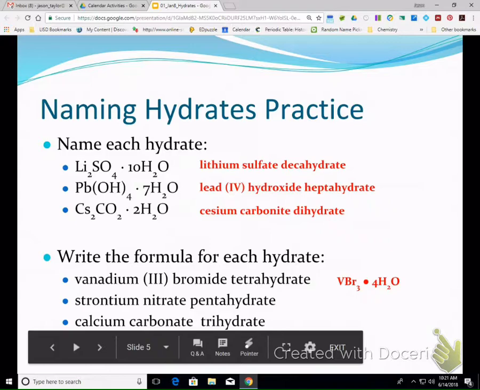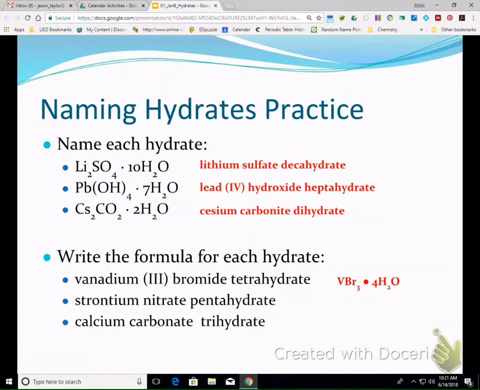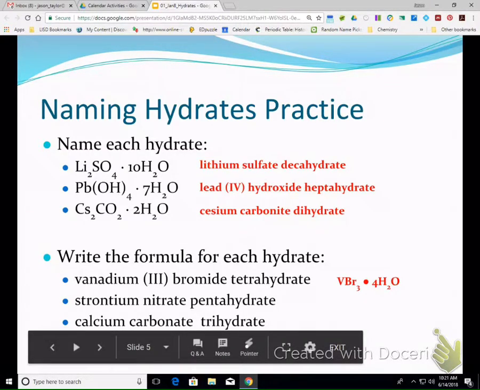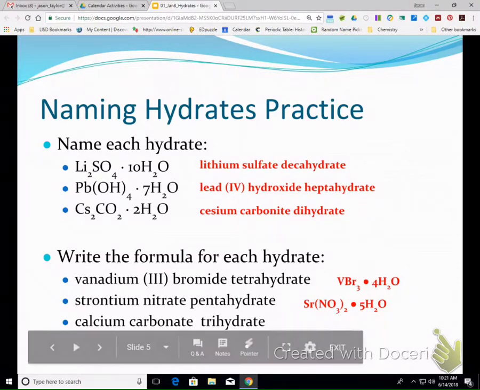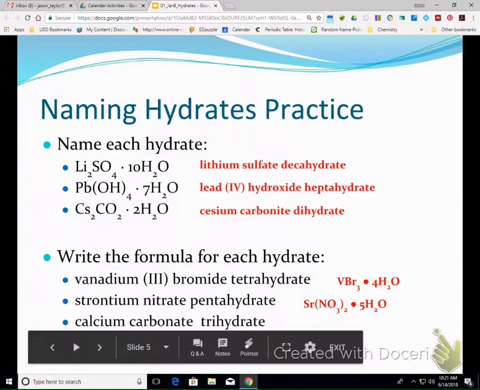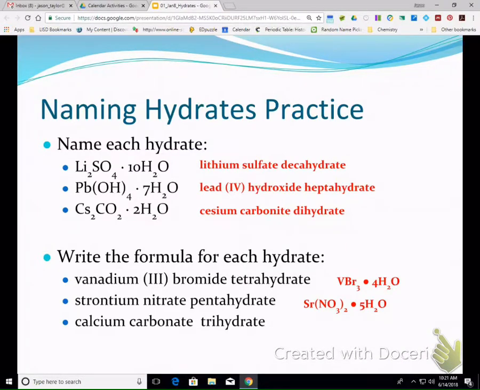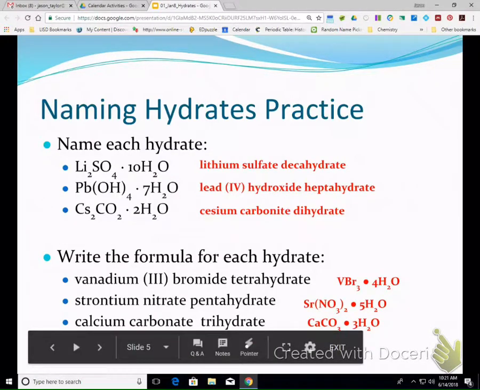Strontium nitrate. Many of you could probably put that together. How many nitrates would I need for strontium? That's the thing to figure out. The answer is 2. So you're going to have Sr(NO3)2. Penta is 5, so 5 waters. And then finally, calcium carbonate trihydrate. Calcium is +2, carbonate is -2, so they're going to go right together, and then tri is 3. So there is your calcium carbonate trihydrate.